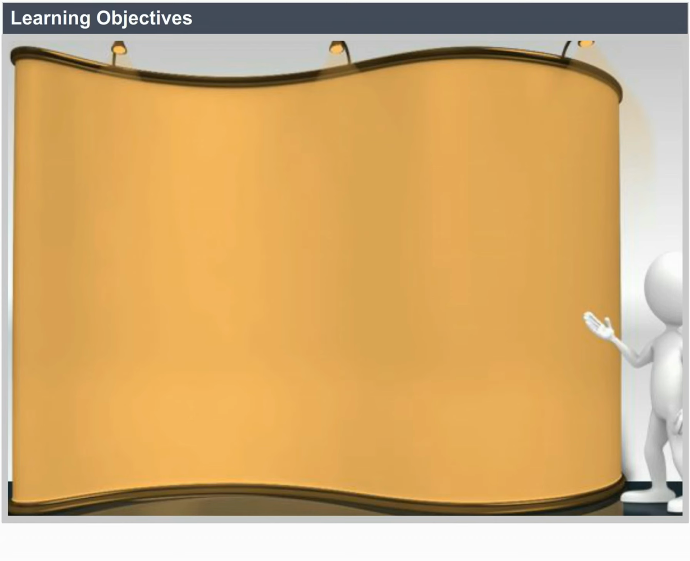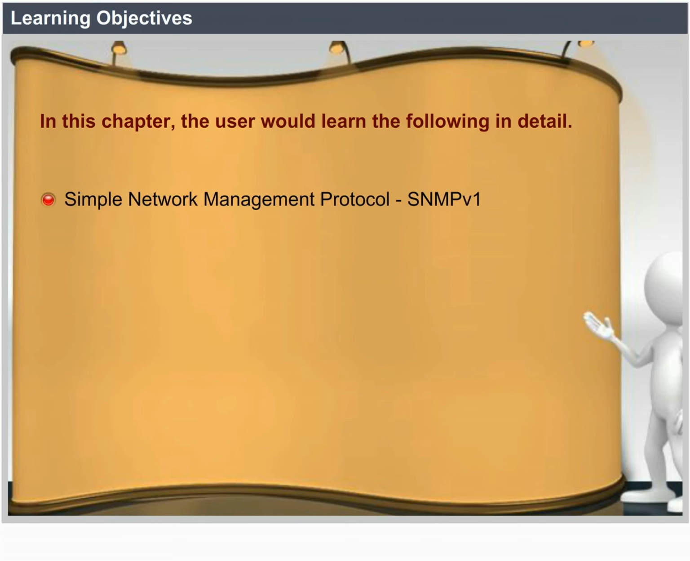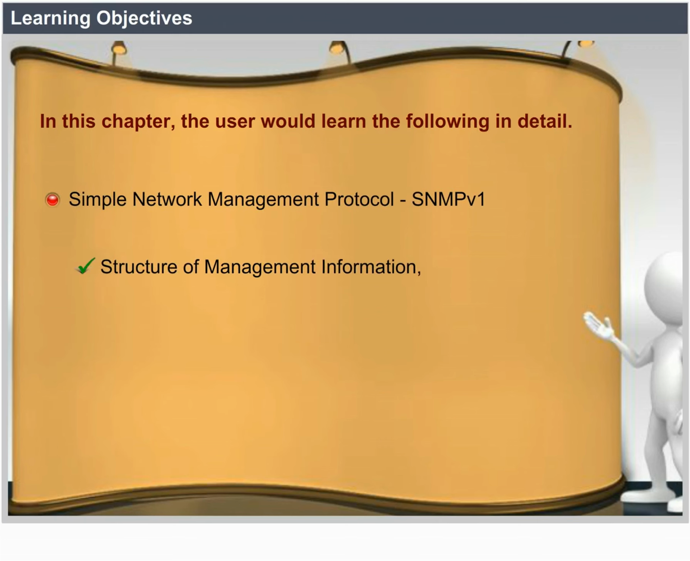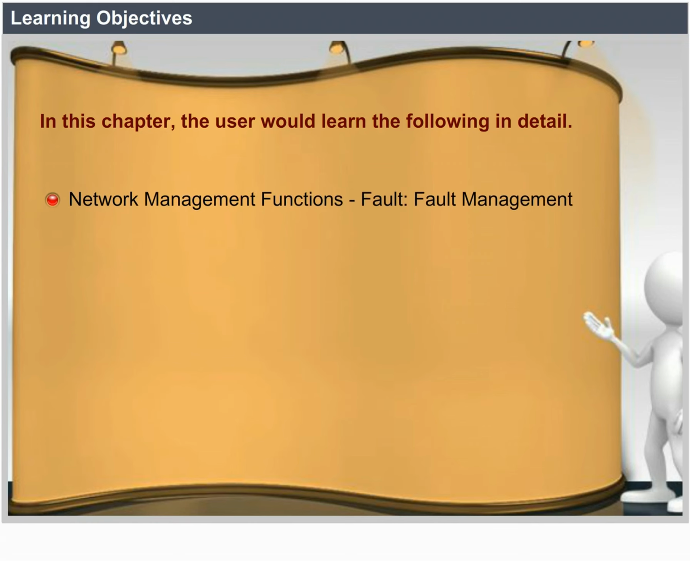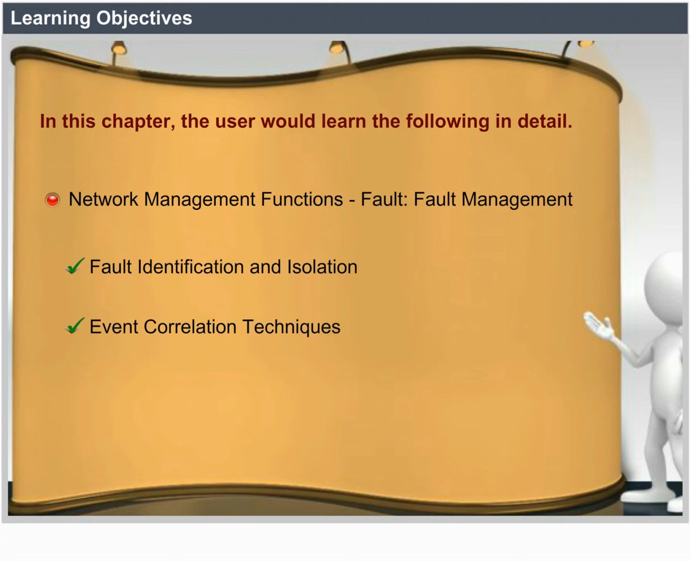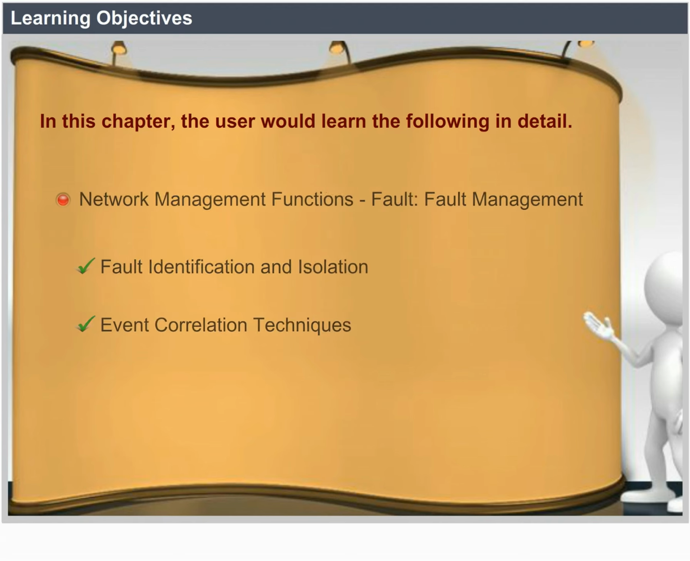Learning objectives. In this chapter, the user would learn the following in detail. Simple Network Management Protocol (SNMP v1), Structure of Management Information, Management Information Base or MIBs, SNMP v1 Protocol, SNMP v2, SNMP v3. Network Management Functions, Fault Management, Fault Identification and Isolation, Event Correlation Techniques.